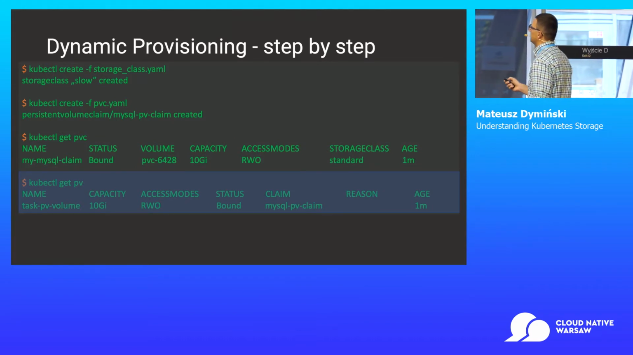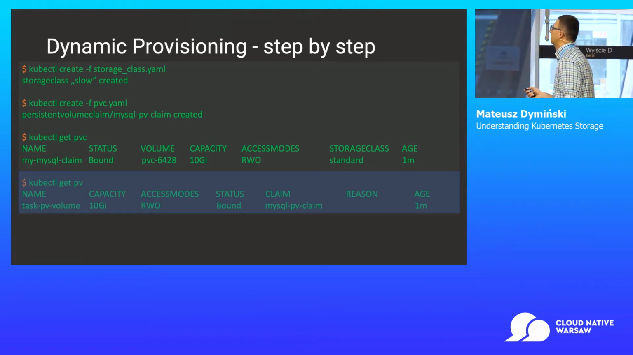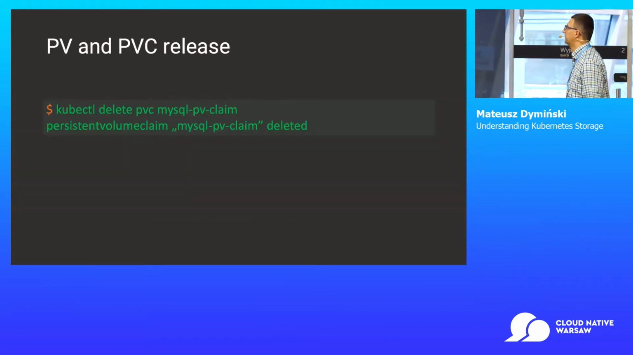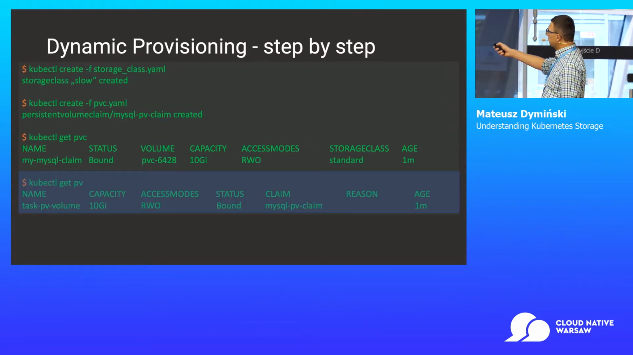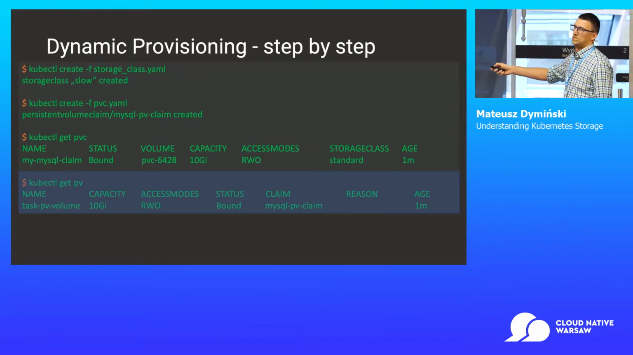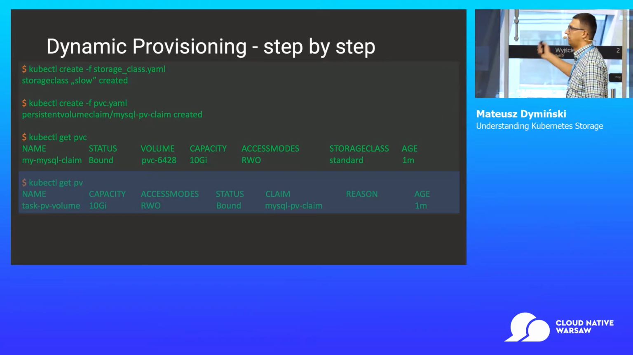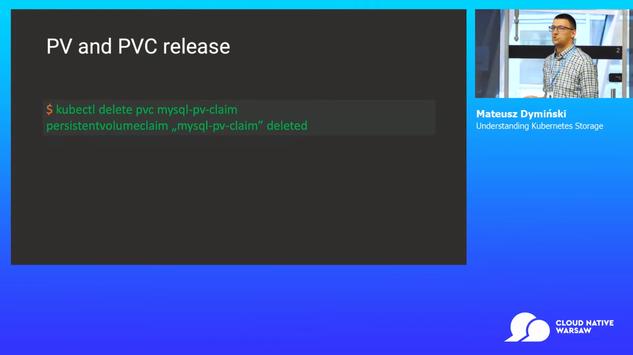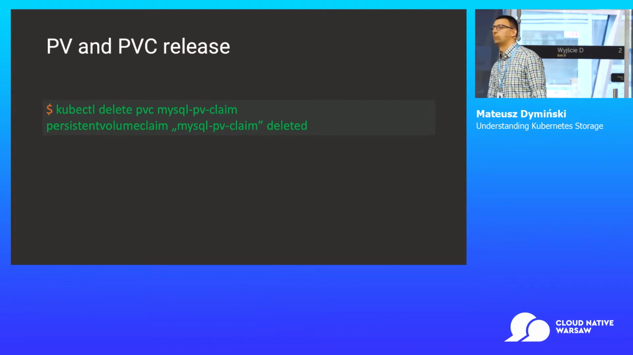And now we can also get the PV, which is persistent volume, and we can see that it's also bound. It has a claim, so the persistent volume has been created. And of course, the last step is just to create the MySQL pod. Yeah, but it's obvious. So what will happen if we delete the pod or we delete the persistent volume claim?